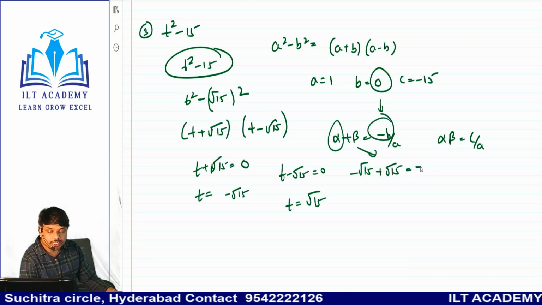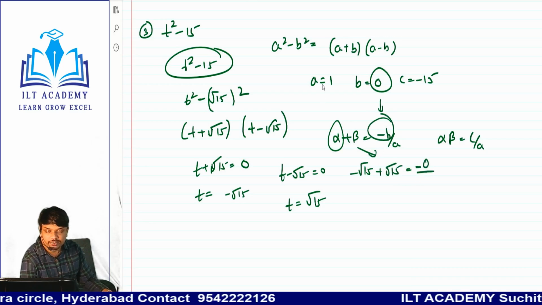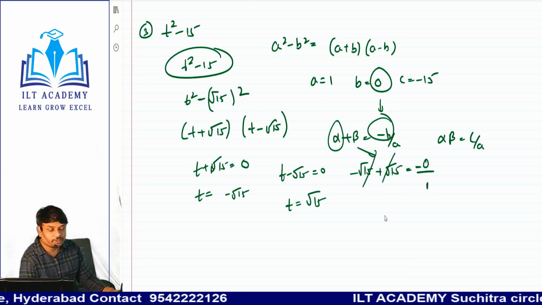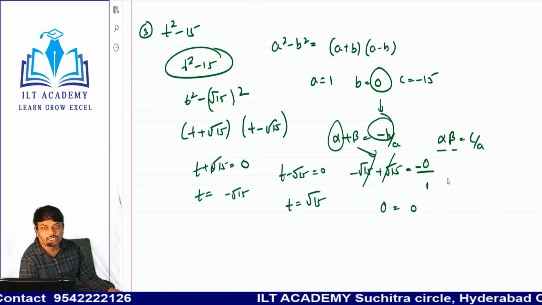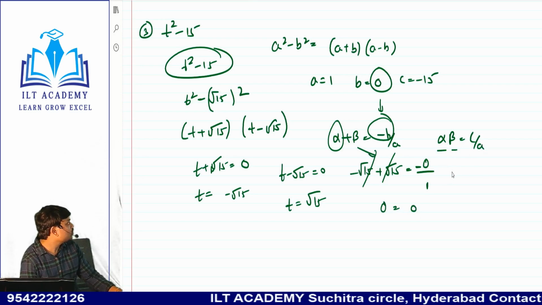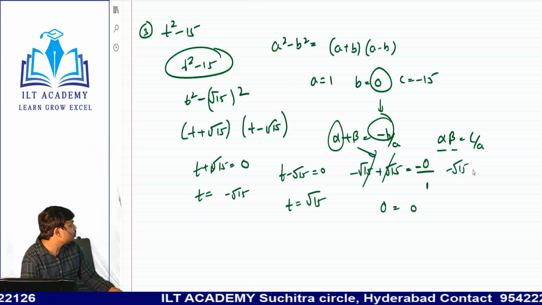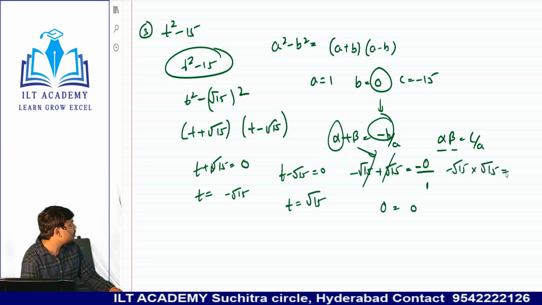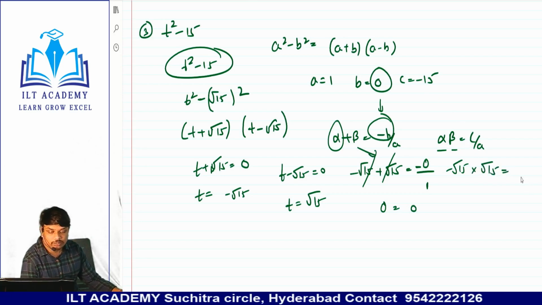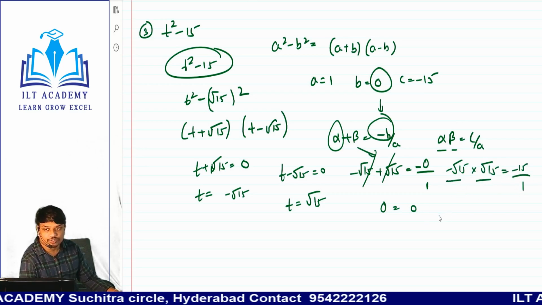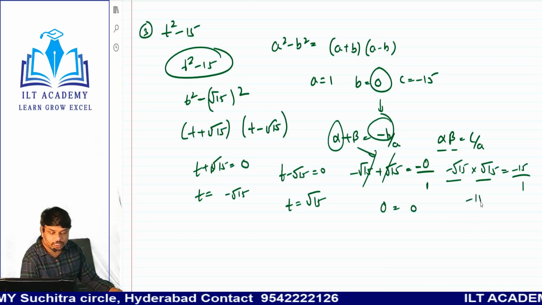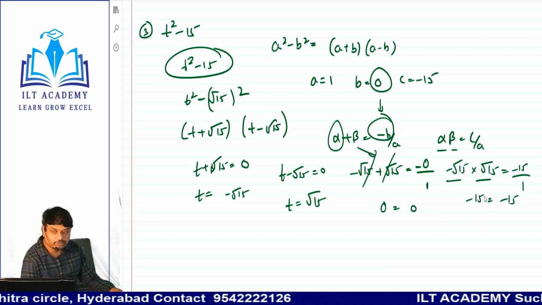Minus b by a. Minus b value is how much? 0. Divided by a value, which is 1. So minus root 15 plus root 15 cancel, 0 is equal to 0. Alpha into beta is equal to c by a. Now alpha is minus root 15 into root 15 is equal to c by a. c is minus 15 divided by 1. So minus root 15 into plus root 15, how much does it become? Minus 15. So minus 15 is equal to minus 15.